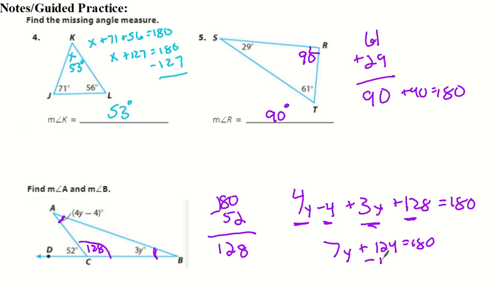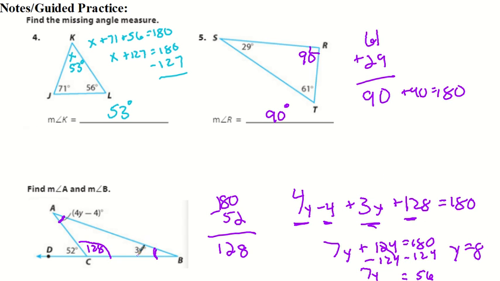And now I have a two-step equation that I can solve. I can subtract 124 from both sides. I get, let's see here, that's going to be 56. So 7 times 8 equals 56, so y equals 8.